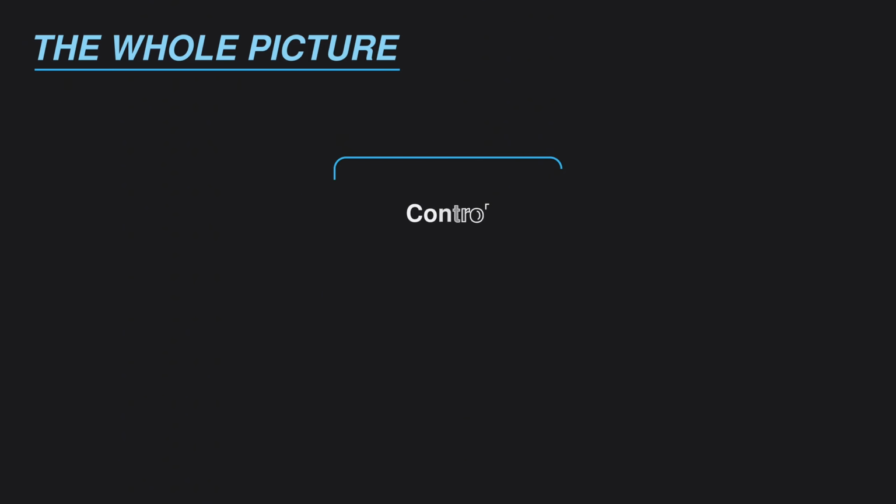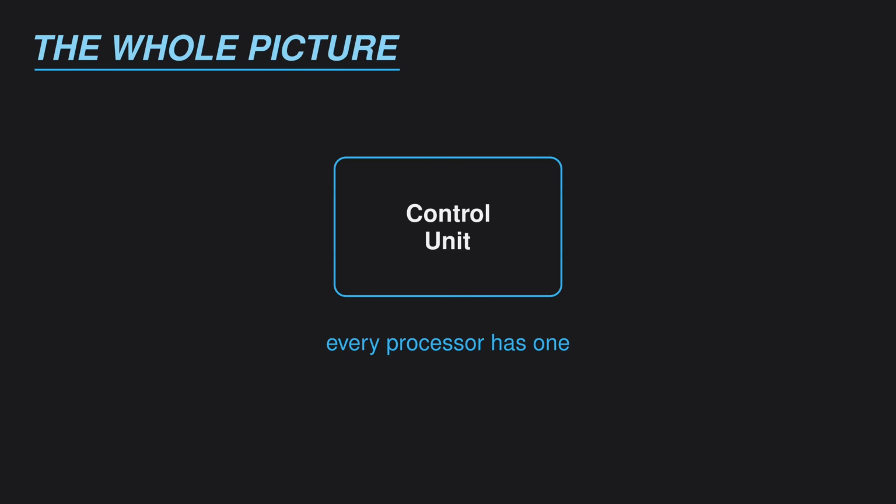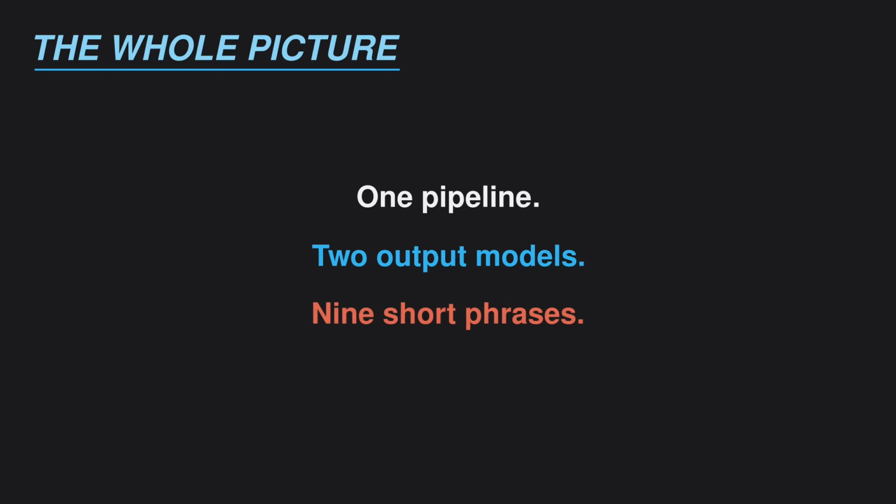And here is the bigger reward. You have just described in miniature exactly how the control unit of every processor works. The natural next step from here is implementing these machines in a hardware description language, such as Verilog or VHDL. So, to leave you with the shape of it all: 1 pipeline, 2 output models, 9 short phrases. That, in full, is the topic.